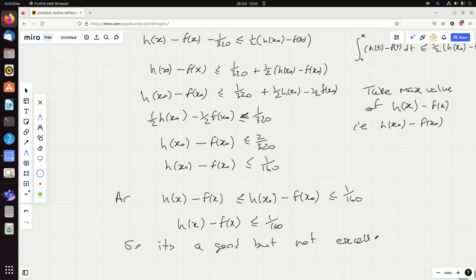Hopefully they'll give me plenty of the marks there, but essentially it just comes from the two results you've just proved. The tricky bit is actually recognizing that you can switch h of x minus f of x for h of x0 minus f of x0 because that is the largest value of h of x minus f of x. That's essentially the trick. Okay, hope you enjoyed that and it was useful.